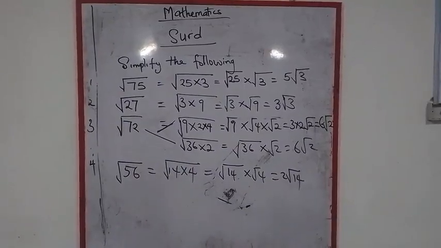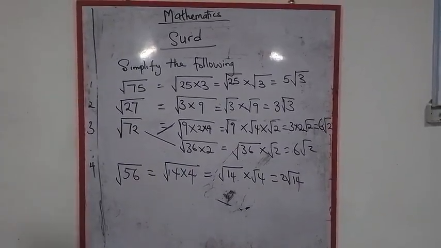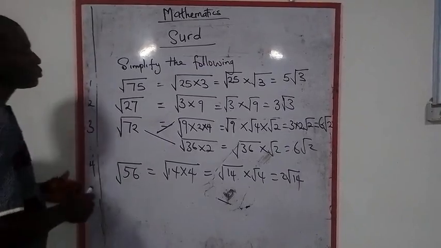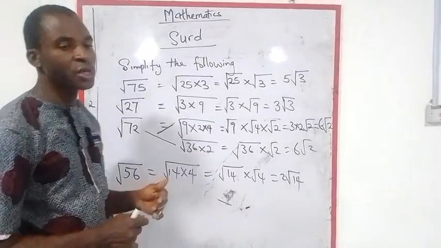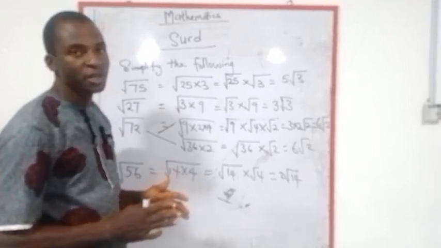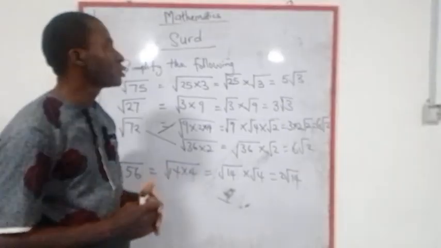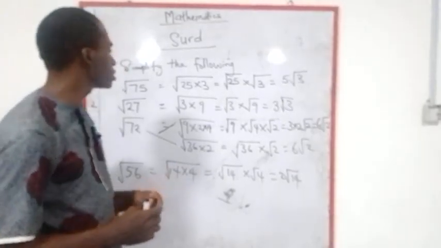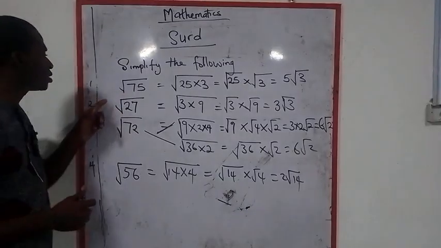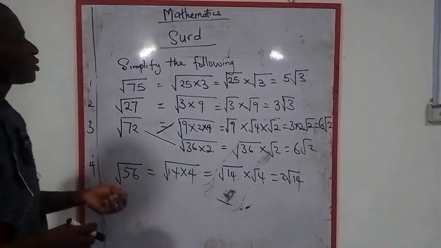What you're seeing right there on the board is actually surds. I will break this surd into sessions so that we will not rush over it. You will understand every bit of what we're talking about. It's very simple, as you can see there on the board. What you're actually seeing there on the board, the first one is root 75.